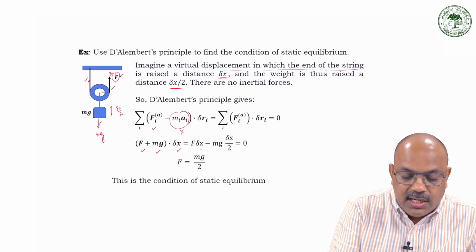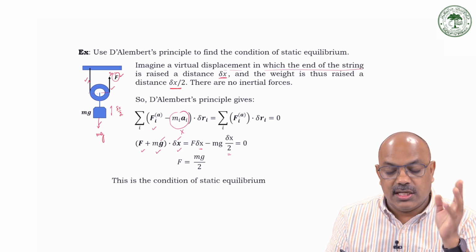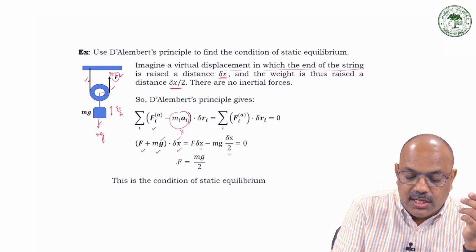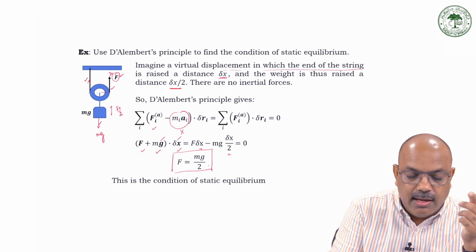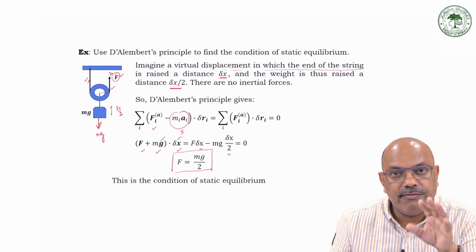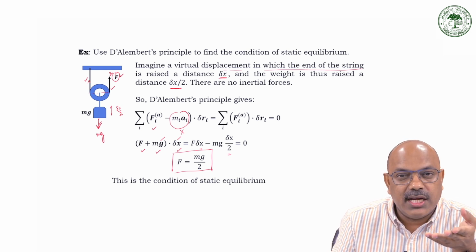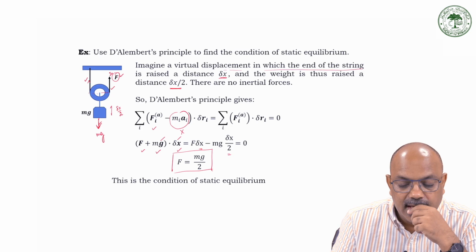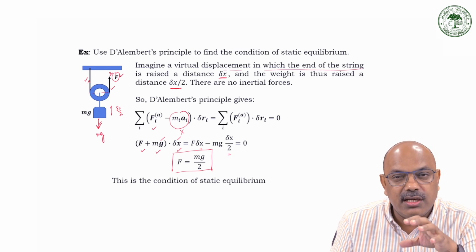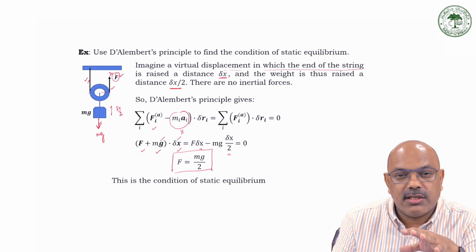So F times delta x, and mg times delta x by 2, since for mg the displacement is delta x by 2. So from here you get the condition that if F is equal to half of mg, the gravitational force, then the system is in static equilibrium. So this is how you apply D'Alembert's principle to find the condition for static equilibrium.